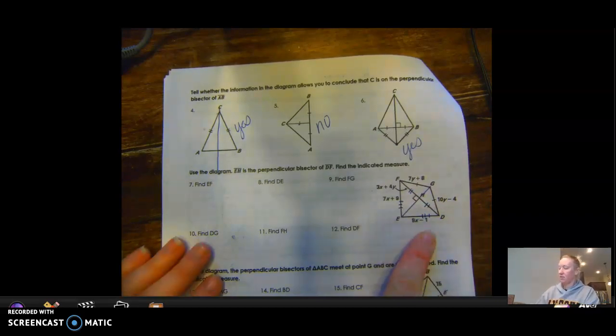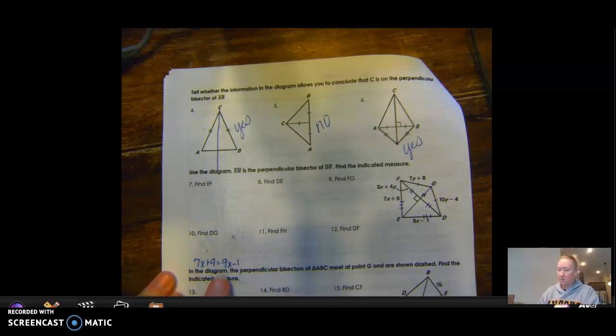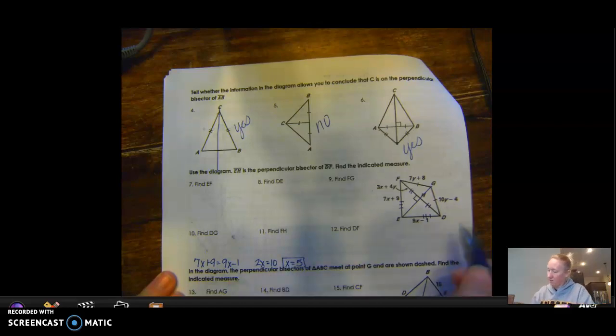So to find X, I can do 7X plus 9 equals 9X minus 1. So I'm going to subtract 7X, and I get 2X. I'm going to add 1, so I get 10. So 2X equals 10, so X equals 5. That's going to help me in finding these.